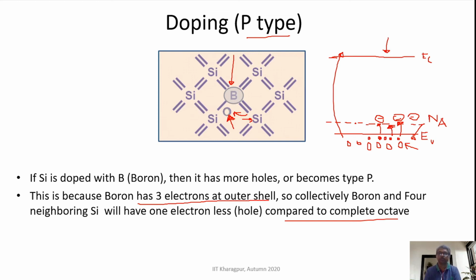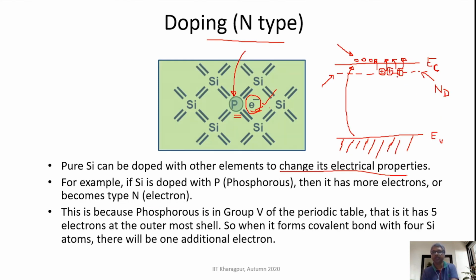Most of the borons will accept electrons and be ionized, forming immobile negative ions, while leaving holes in the valence band. So the number of holes, or the hole concentration, is the same as the concentration of dopant, that is Na. And similarly here, the concentration of electrons in the conduction band is basically the concentration of the phosphorus, or the dopant concentration, Nd.